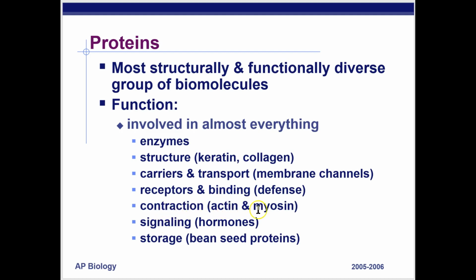But obviously actin and myosin, which we'll learn about this semester, for contraction, and signaling hormones. You could say regulation, like insulin regulating blood sugar. It's just one example of hormone signaling. It's also a protein. All these functions are carried out by various types of proteins. So proteins should become an idea in your head that they are a very diverse structural group, which allows them to perform very functionally diverse functions.